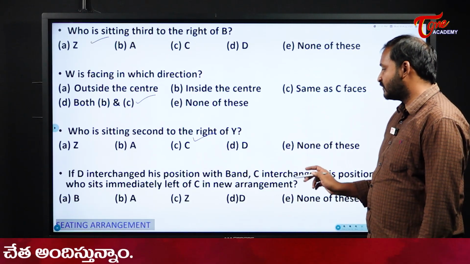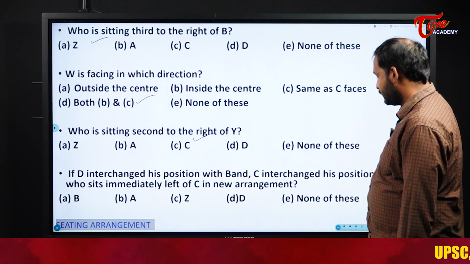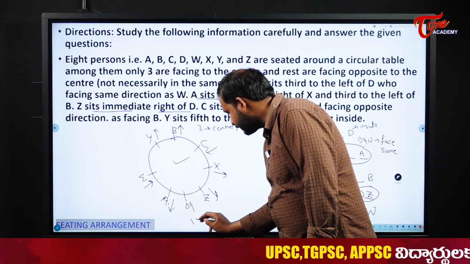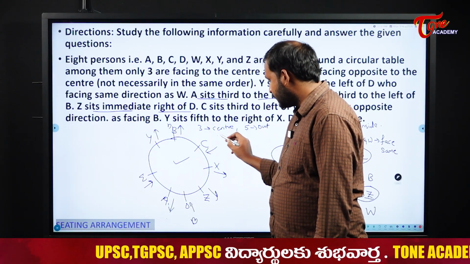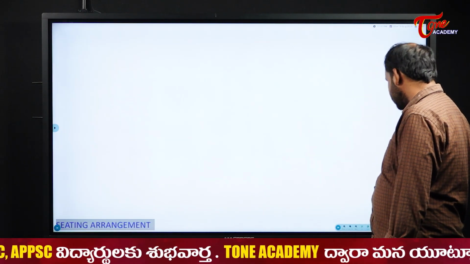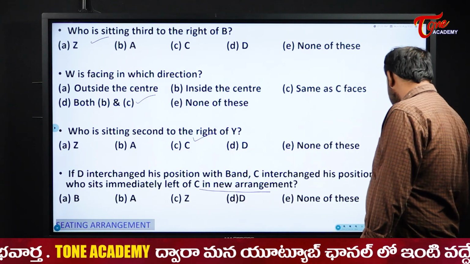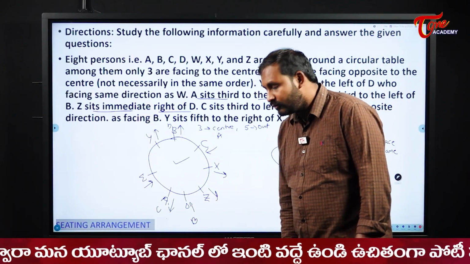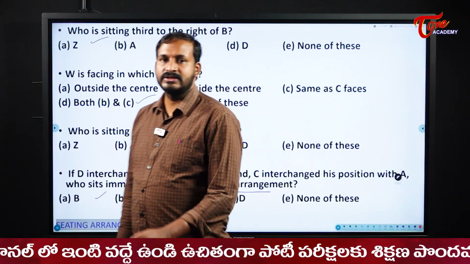If D interchanges position with B, and C interchanges position with A, DB, CA. So B will come here, D will go here, A will come here, C will go here. Okay, if they interchange their positions, who sits immediately left of C in the new arrangement? Immediate left of C in the new arrangement. See, immediate left of C, it will become who? B. So, like this we are going to solve these questions, students.